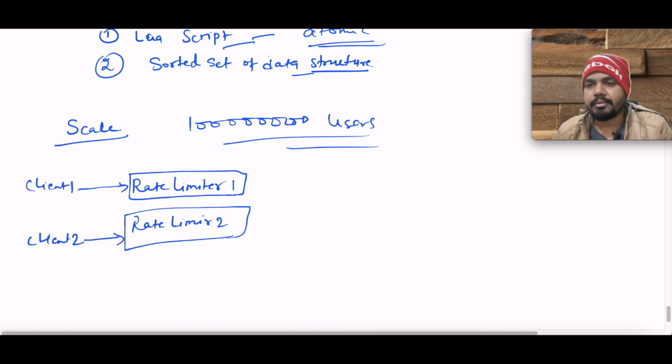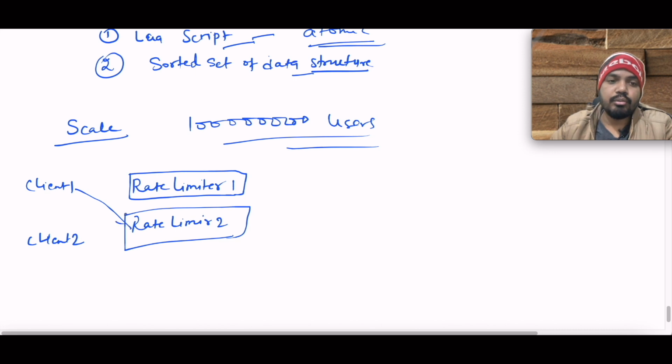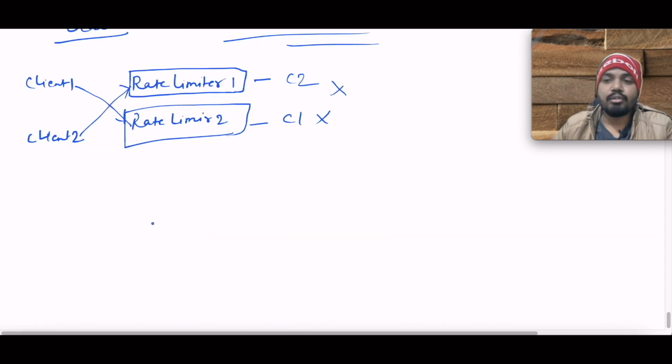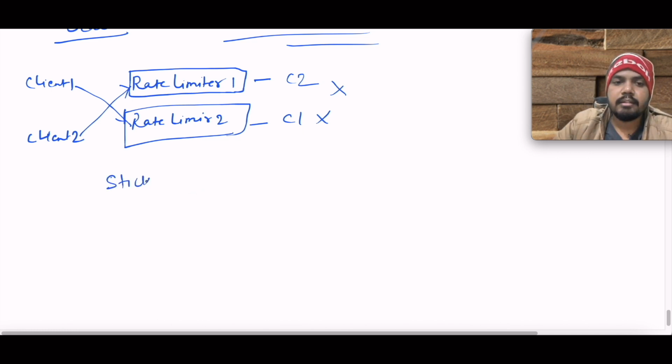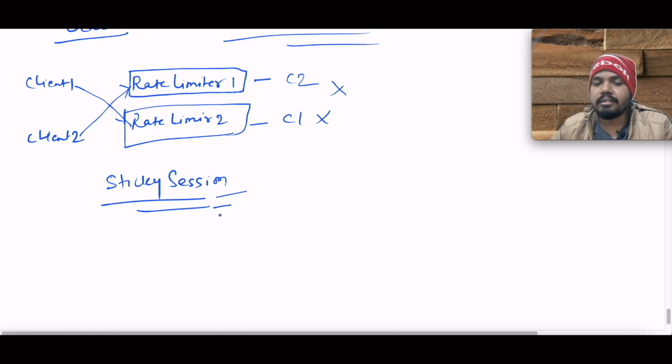But it's not possible. It might be that client 1 will use rate limiter 2 and client 2 will use rate limiter 1. So there is an issue, because rate limiter 1 does not have the data of client 2, and the same as rate limiter 2 does not have the data of client 1. So how can you solve this problem? This is a synchronization issue. One possible solution is sticky sessions. If we use sticky sessions, the client will send the traffic to the same rate limiter, but it is not advisable because it's not flexible and you cannot scale it.